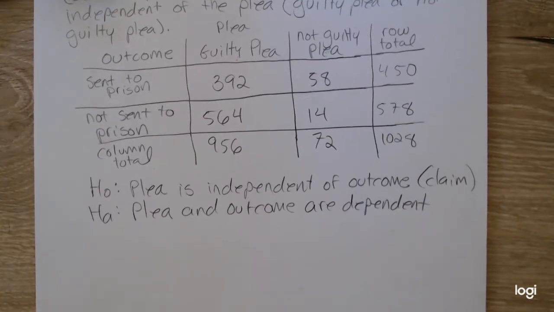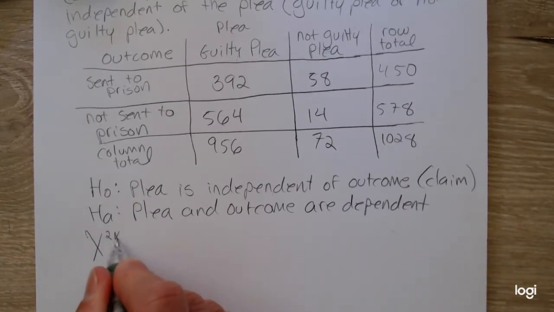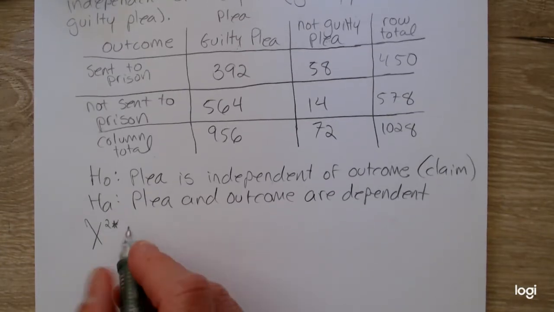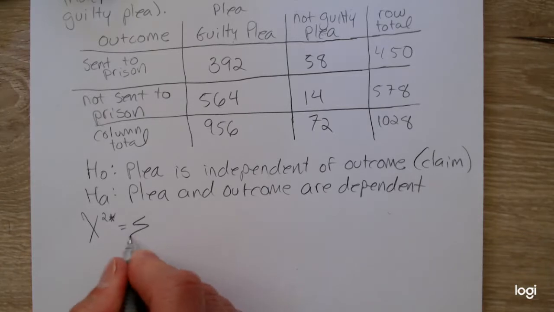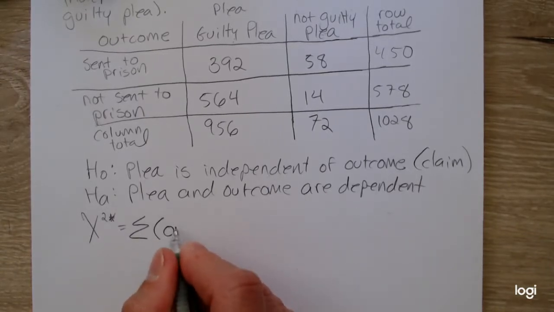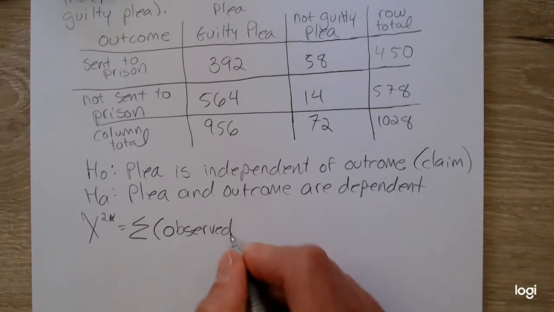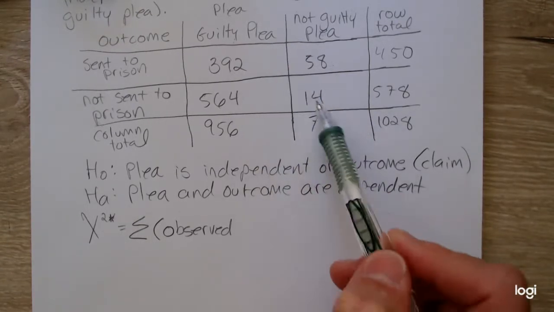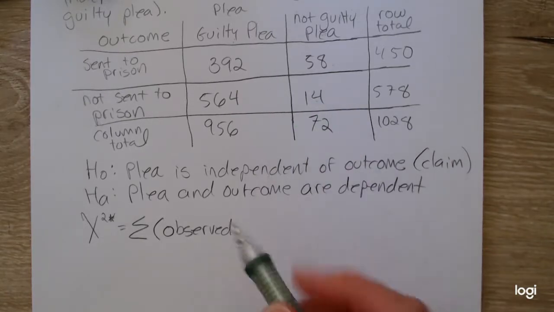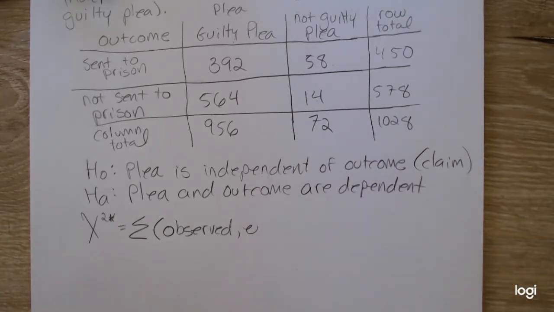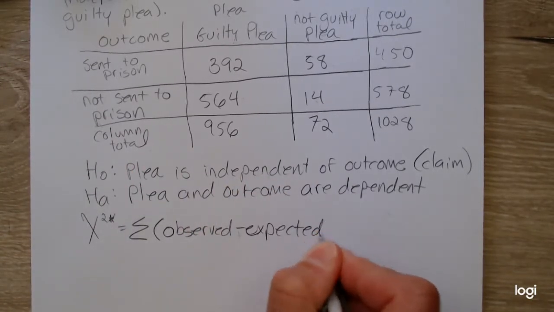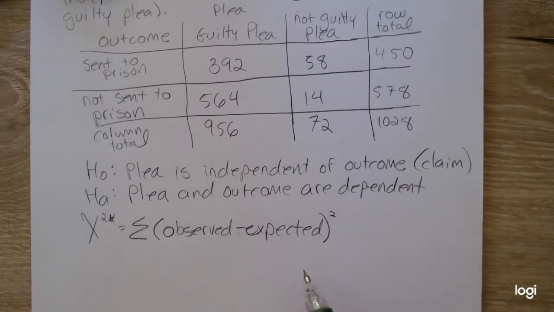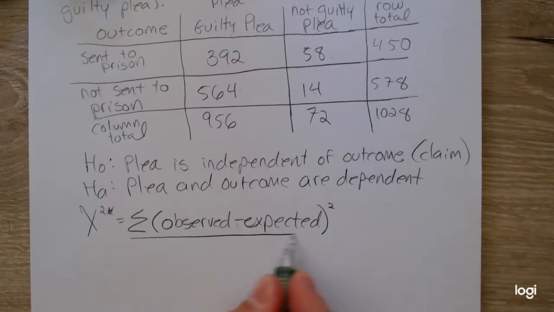Now the chi-square test statistic for a test for independence is actually the same in structure as the chi-square test statistic for goodness of fit. In the numerator, we have the sum of the observed counts. Okay, so that would be all of these numbers here, the 392, the 58, and so on, minus the expected counts, and I'll show you how to get those if you want to do those by hand, over the expected.